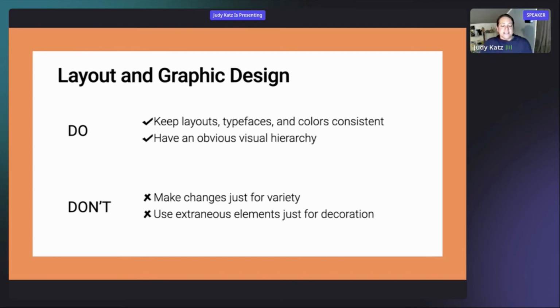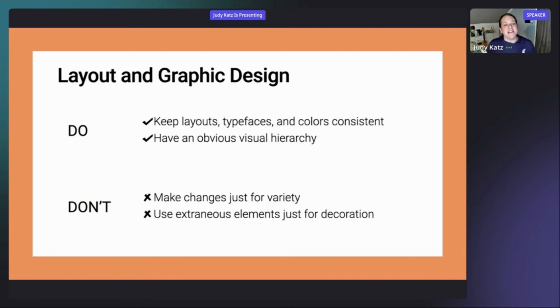We notice small details. We notice when colors change, typefaces change, layouts change from slide to slide, and we wonder why. So if there isn't a reason, then you have these learners with this whole other layer of cognitive load going on, wondering why everything is changing.